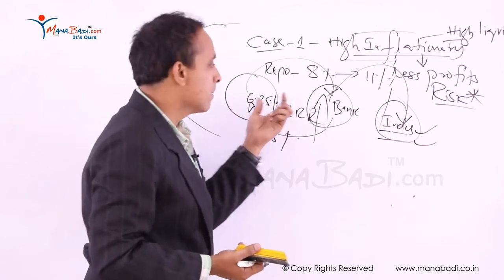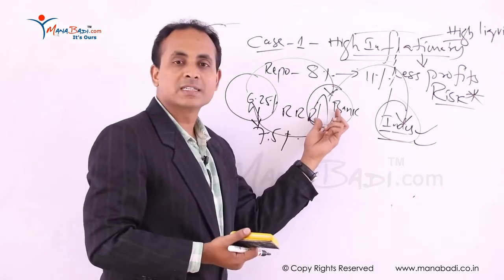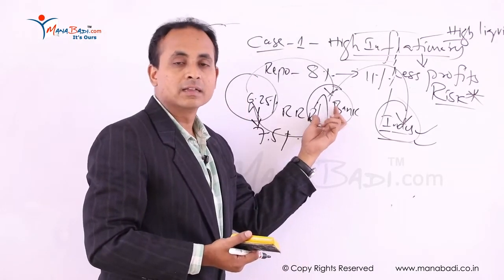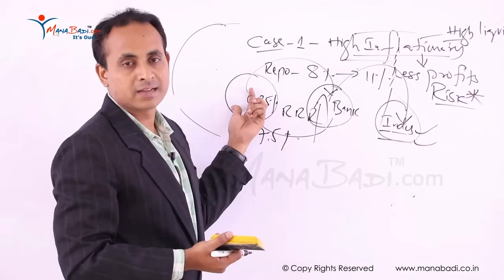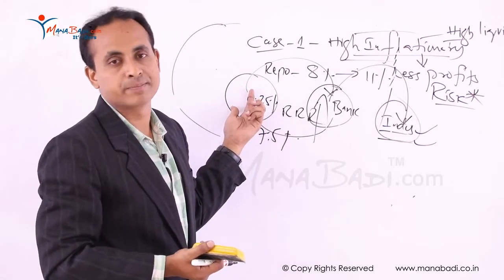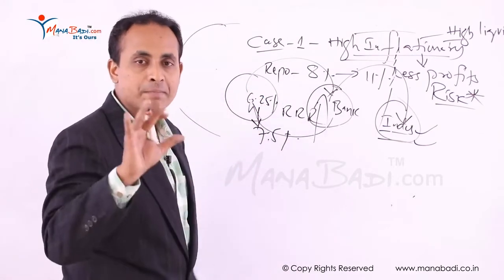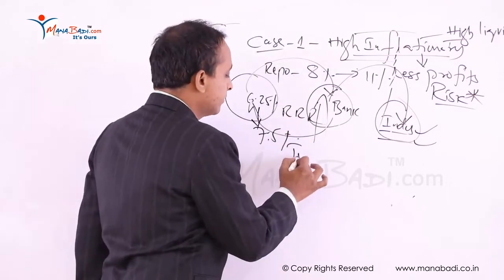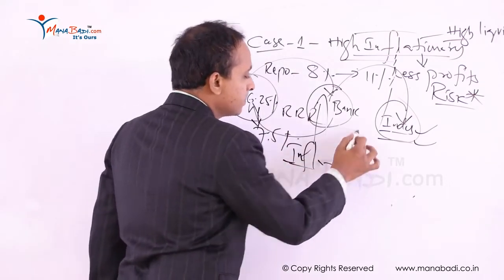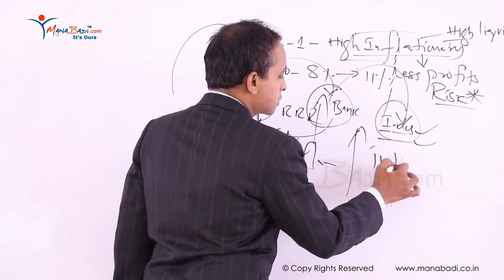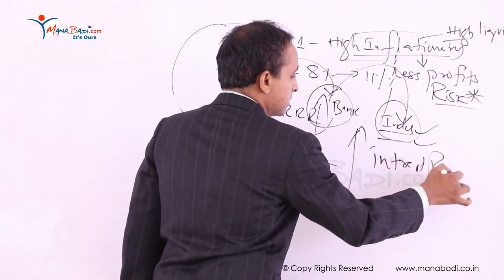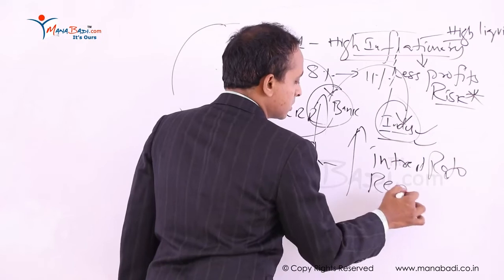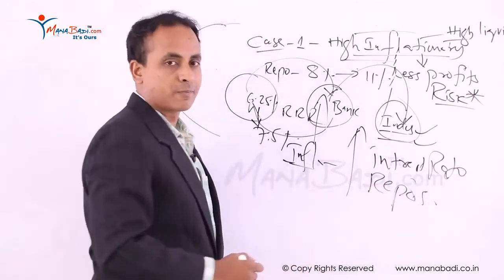Understand? In this way, banks can deposit their excess money in the RBI under reverse repo rate during the inflationary time. Clear all of you? So what is the main point here? During inflation time, RBI increases the interest rates, particularly both reverse repo and repo rate.